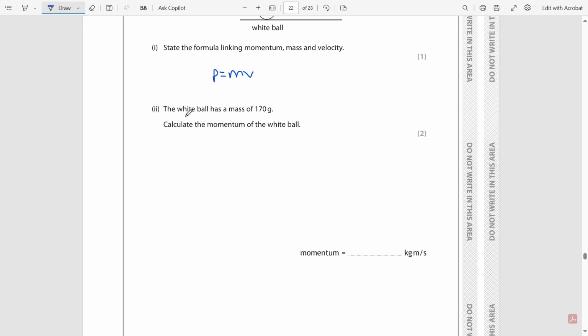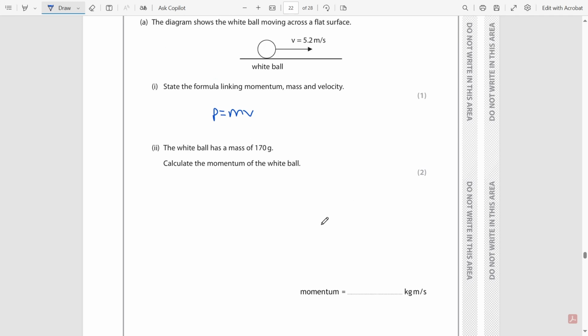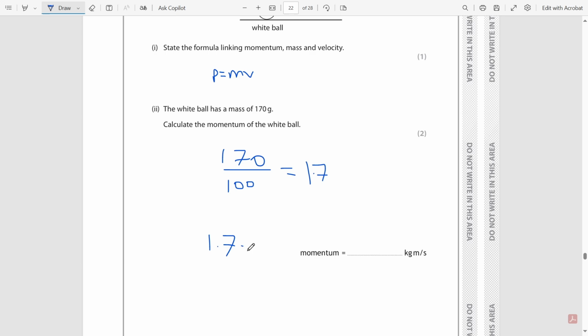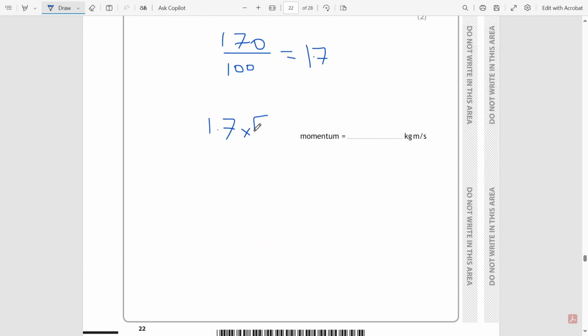The white ball has a mass of 170 grams. We want kilograms, so we're going to do 170 divided by 1000, which equals 0.17. So we have P equals mv. We're trying to find the momentum, so we're going to do 0.17 times the velocity, 5.2.